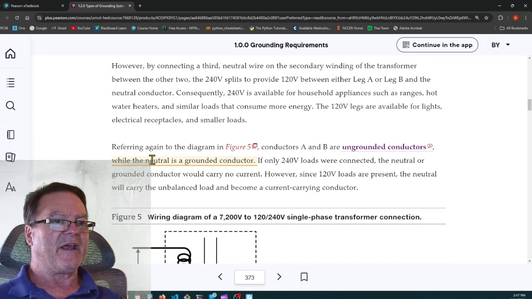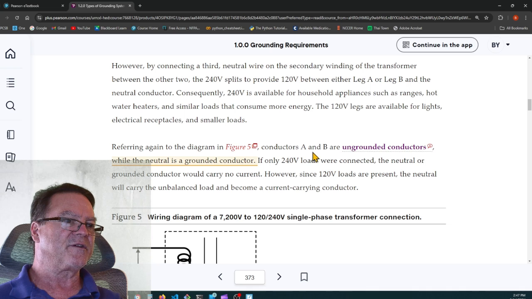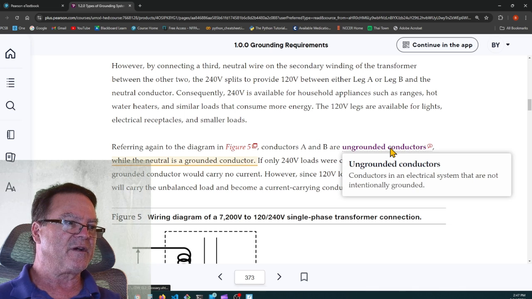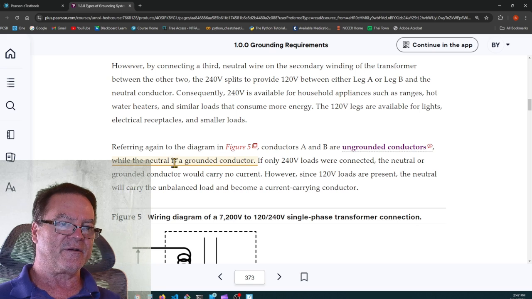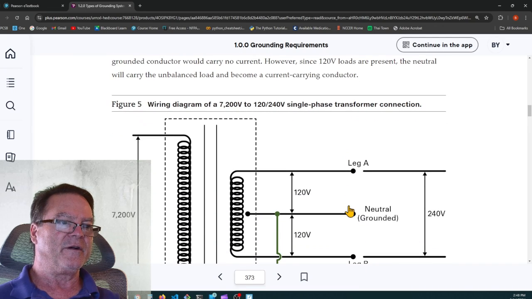So here's a highlight. It says, referring again to the diagram, conductors A and B are ungrounded conductors. Conductors in an electrical system that are not intentionally grounded, sometimes referred to as the hot conductors, while the neutral conductor is a grounded conductor. The neutral conductor is intentionally grounded. It's taken to earth. If only 240 volt loads were connected, the neutral or grounded conductor would carry no current. However, since 120 volt loads are present, the neutral will carry the unbalanced load and become a current carrying conductor.